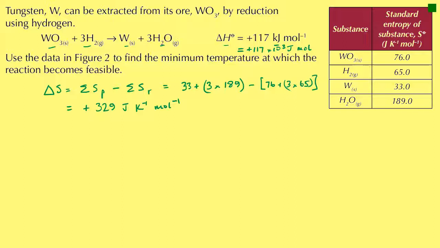It's that temperature at which the reaction just becomes feasible, and you'll remember from the previous slide, when we use the delta G equation and set delta G at 0, we can rearrange what remains to give us our temperature. Our boundary temperature is delta H over delta S, and we've been given in the question our delta H, and we've just calculated our delta S. So our temperature turns out at 356 Kelvin.